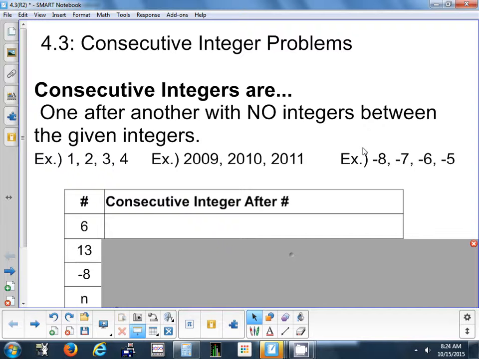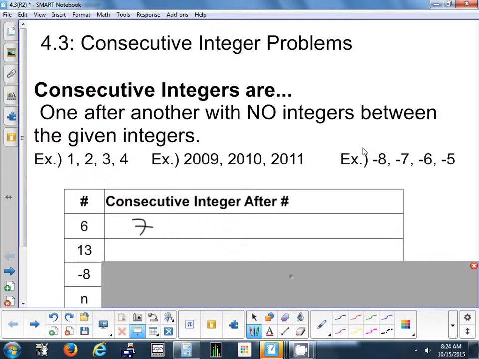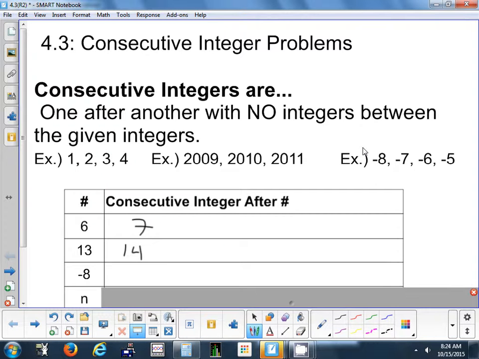Right, so what would be the consecutive integer after 6? There is one before, but we want the one that's after. Anybody think they know the integer after 6? Yep? 7. How about the consecutive integer after 13? 14. All right, so after means to the right. If you're thinking of it as a number line, it's to the right. All right, so be careful with this one. What's the consecutive integer to the right of -8, closer to 0? Would it be -7? -7, yes.